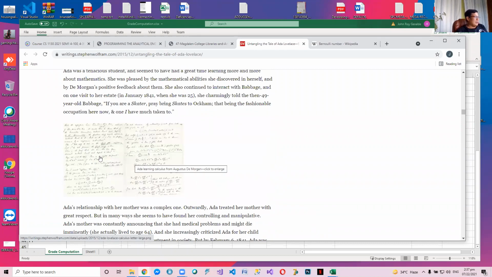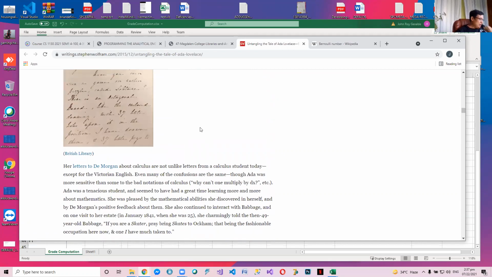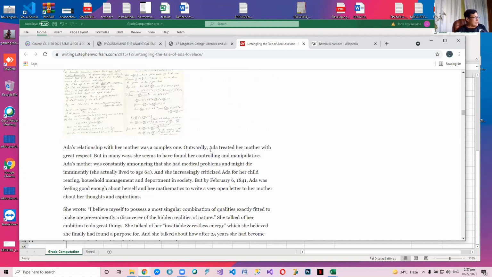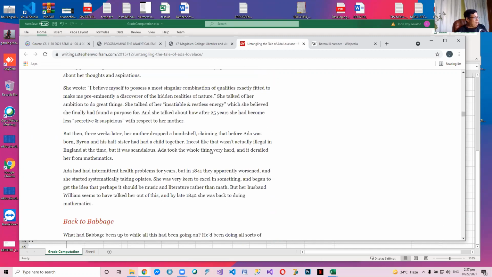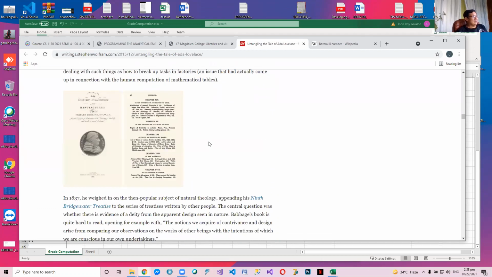In fact she became so engrossed with the analytical engine that people during those times believed that she may be able to snatch away the design of the analytical engine from Charles Babbage. But she did not do that. Instead, she just wrote algorithms. She made several suggestions, and then Charles Babbage also pointed out suggestions on her code.